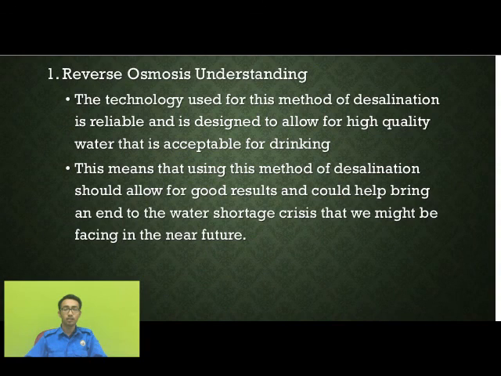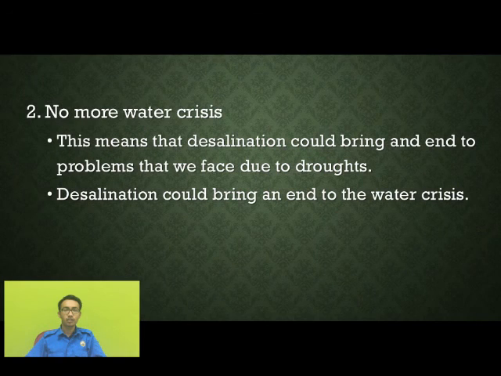This presentation will explain the advantages and disadvantages of the desalination process. The first advantage of this process is that reverse osmosis is reliable. It is a reliable process designed to allow for high quality water that is acceptable for drinking. The second advantage is no more water crisis. It can bring an end to water shortage crises and also bring an end to problems due to drought.